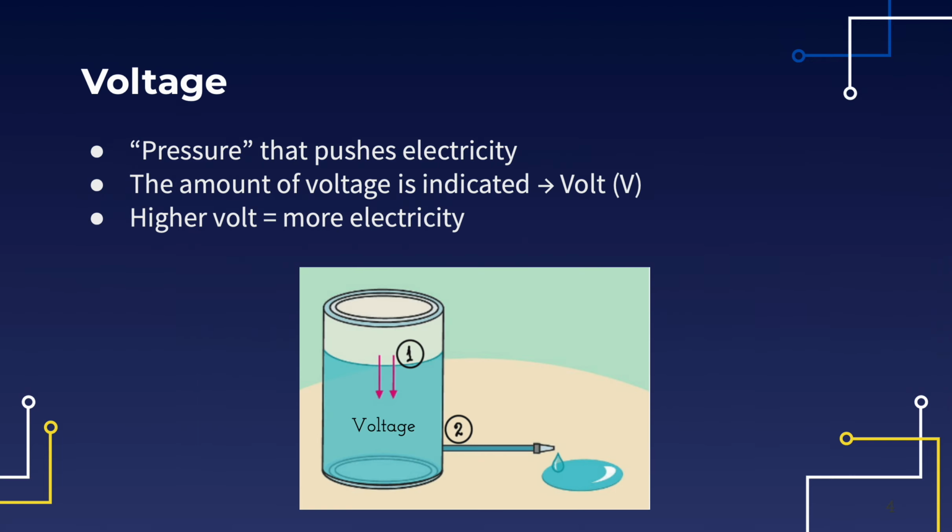Voltage is the pressure that actually pushes the electricity. So something will actually have to send the electricity through the cables, right? The amount of voltage, or how pressurized the electricity is, we call it the volt. And the higher volt something has, it means that there's more electricity flowing through the entire circuit.